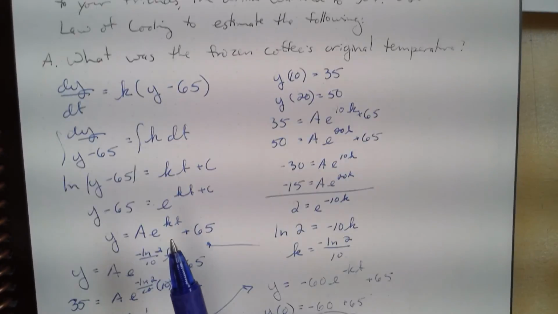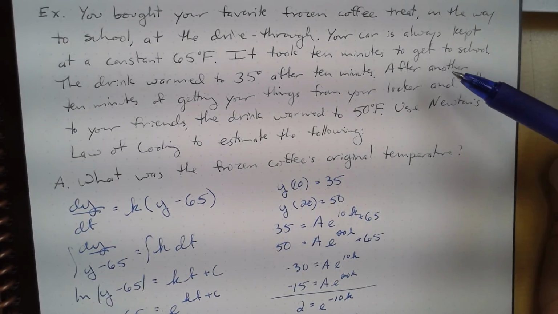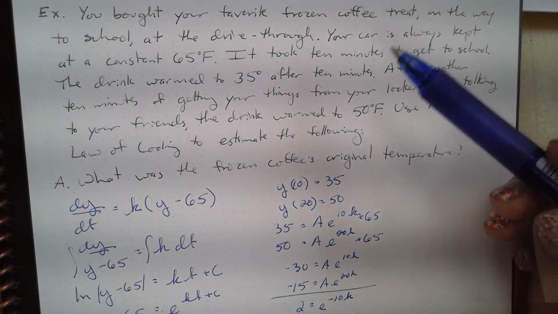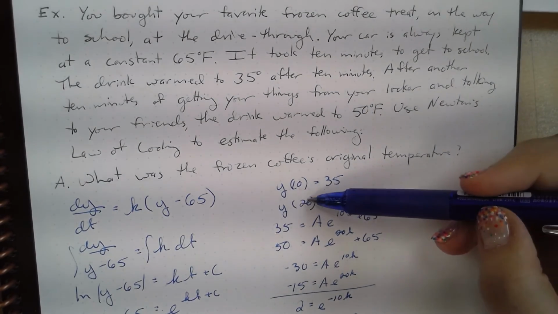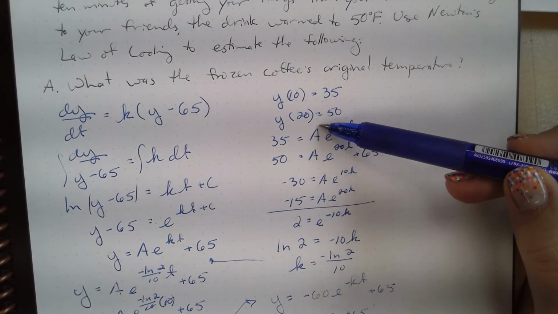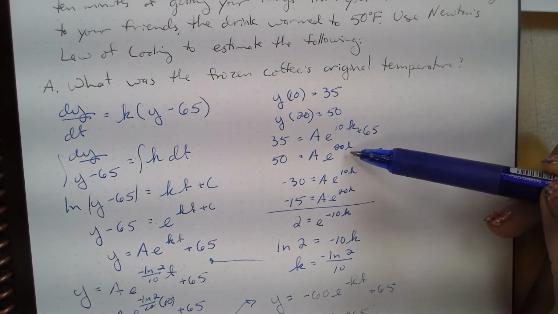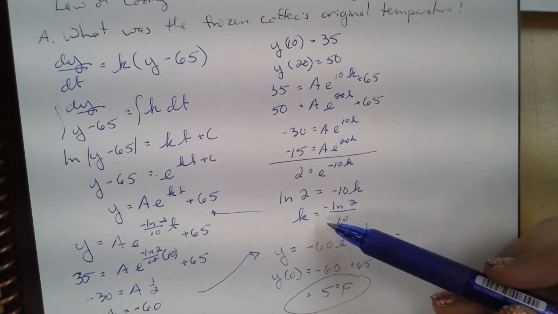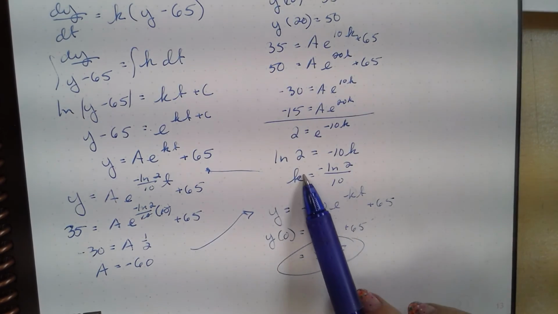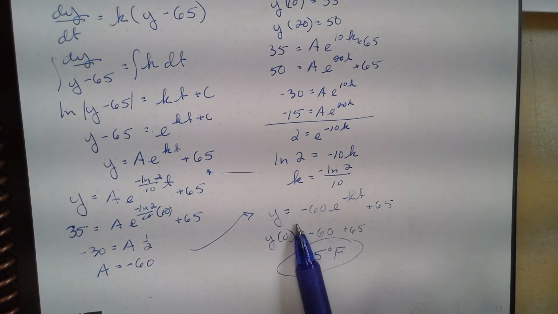So now we want to know what was the coffee's original temperature. Well, I actually have more information here. After another 10 minutes of getting my things from my locker, the drink warmed to 50 degrees. So at y of 10, it was 35 degrees. At y of 20, it was 50 degrees. I can set these up. So I have 35 and 50 equals a e to the 10k plus 65 and a e to the 20k plus 65. Solve mathematically, I get k equals negative ln of 2 over 10, right? That's what I did to solve back over here to find my k. And then I got my a.